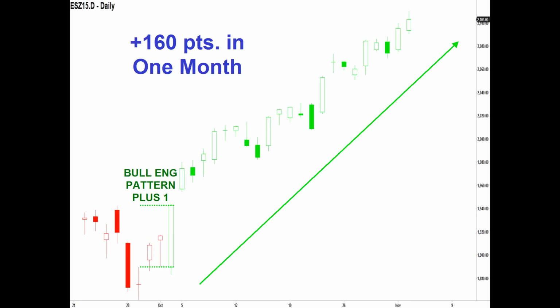That roughly transfers into $8,000 per contract, per one contract you had. Now we're not saying that everyone would have been in the trade that long, but we're just showing you how much room you had to move with this level of consistency in your favor. All right, so that's a daily chart.